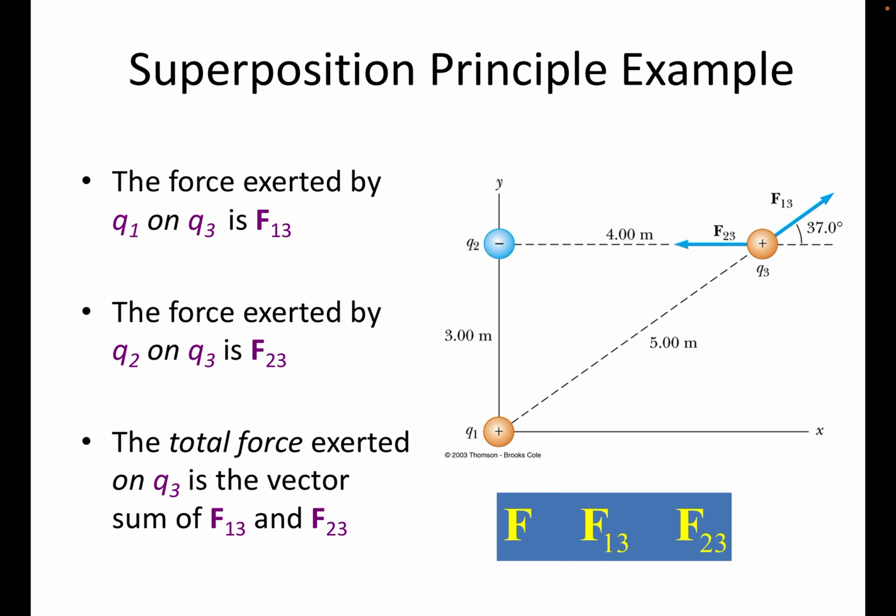Here is a visual example. To find the total force on charge Q3, we first calculate the force exerted by Q1 on Q3. We call it F13. Then we calculate the force exerted by Q2 on Q3, which we call F23. The total force on Q3 is the vector sum of F13 and F23.